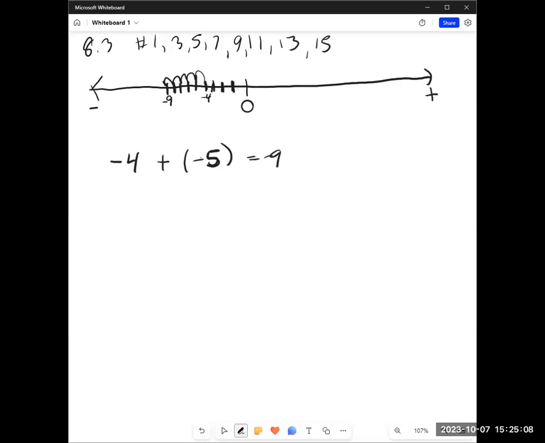Do you have to use a number line to do this? No. I can say that there's a rule that says if they have the same sign, I keep the sign and I add their absolute values, and I get the same answer.